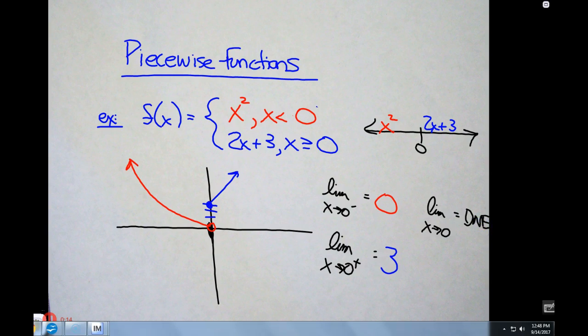Is the function continuous at x equals 0? No, because they don't meet. Which mathematically, how would you say that? Discontinuity, jump discontinuity, or you can say the limit does not exist. Either one of those. Fair enough? Questions on it before I move on? Okay.